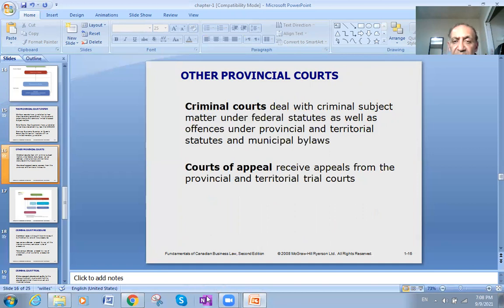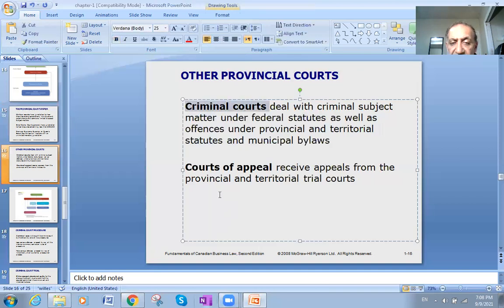We have also other provincial courts, including the criminal courts and courts of appeal. Okay. What is the difference between them? The criminal court, even from the name itself, criminal, what is it about? It deals with criminal subject matter under federal statutes, as well as offenses under provincial statutes and offenses under territorial statutes. So territorials are those in the northwest, like Yukon, Whitehorse, those areas. The provincials, like Ontario, those we call provincials.